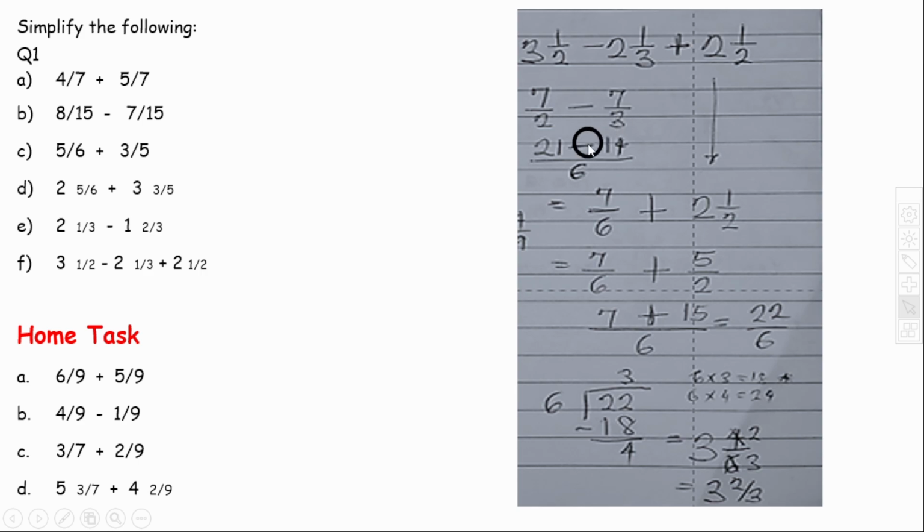Minus, how many 3 can you find in 6? 2. 2 times 7, 14. You write it here. So you now subtract. 21 minus 14 gives us what? 7. You write the 7 all over what? 6. You write it here.